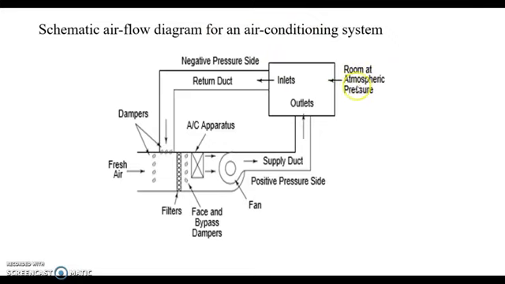So the air from the room is supplied to the return duct through the inlets, and the pressure of the air decreases continuously in the flow direction. The air is pressurized by the fan, and the high pressure air flows to the room through the outlets. This is the simplest airflow diagram.